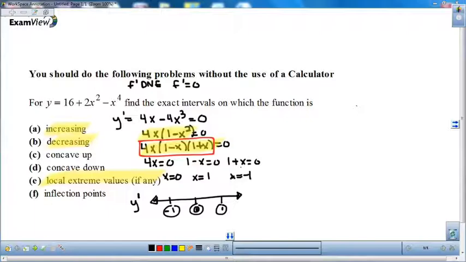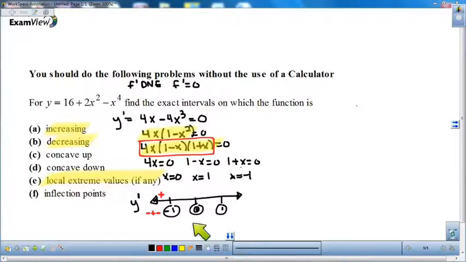So I'm going to check a number to the left of negative 1, which would be negative 2. I'm going to substitute negative 2 into my derivative. So 4 times negative 2 is a negative number. 1 minus negative 2 is positive. And 1 plus negative 2 would be a negative. So a negative times a negative would make a positive.